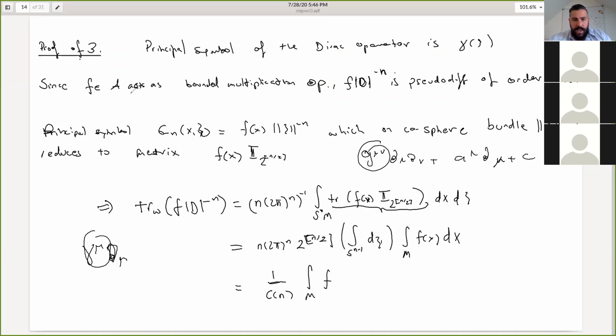And since f acts as a bounded multiplication operator, this f times d to the power of minus n is a pseudo differential operator of order minus n, since d to the power of minus 1 is a compact operator and an infinitesimal of order 1. And for those pseudo differential operators, as I showed you last time, the Dixmier trace and the Wodzicki residue are equal, as was proven by Connes.